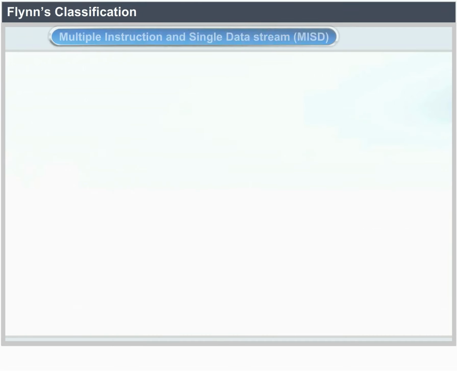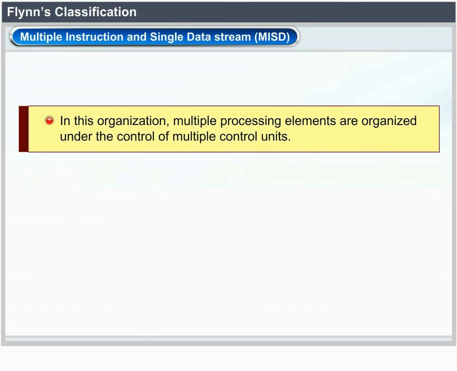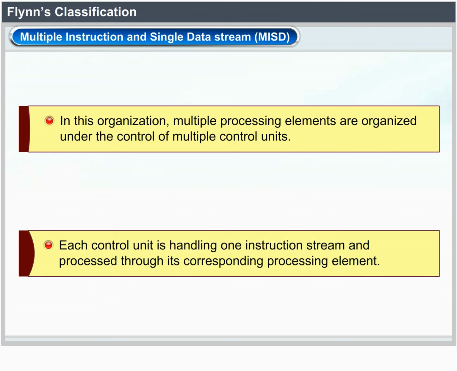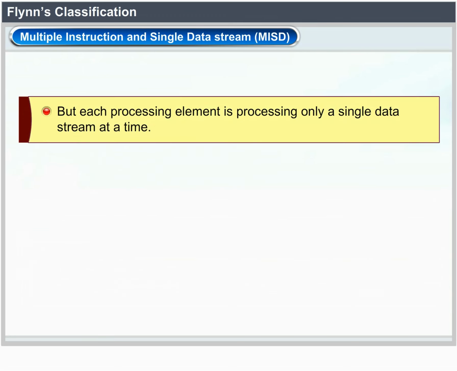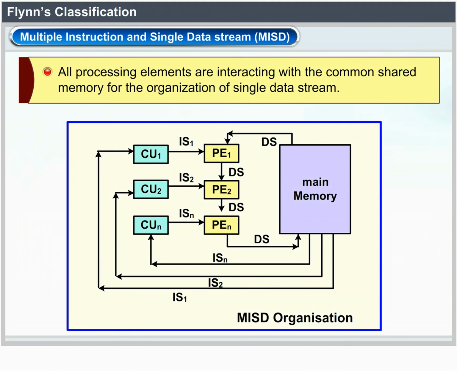Multiple instruction and single data stream, MISD. In this organization, multiple processing elements are organized under the control of multiple control units. Each control unit is handling one instruction stream and processed through its corresponding processing element. But each processing element is processing only a single data stream at a time. Therefore, for handling multiple instruction streams and single data stream, multiple control units and multiple processing elements are organized in this classification. All processing elements are interacting with the common shared memory for the organization of single data stream as shown in this figure.